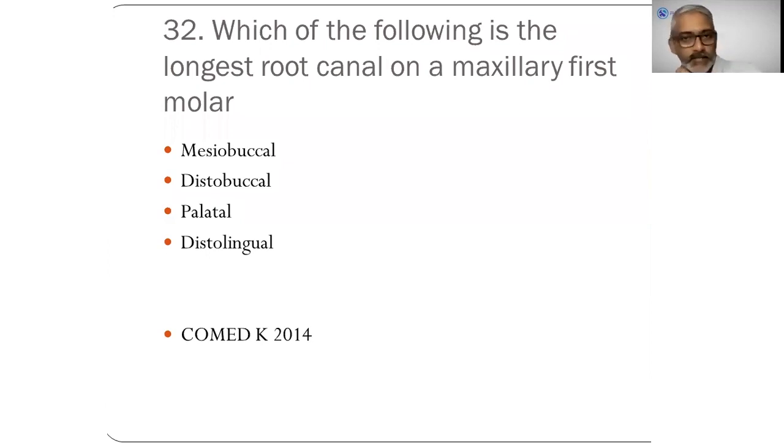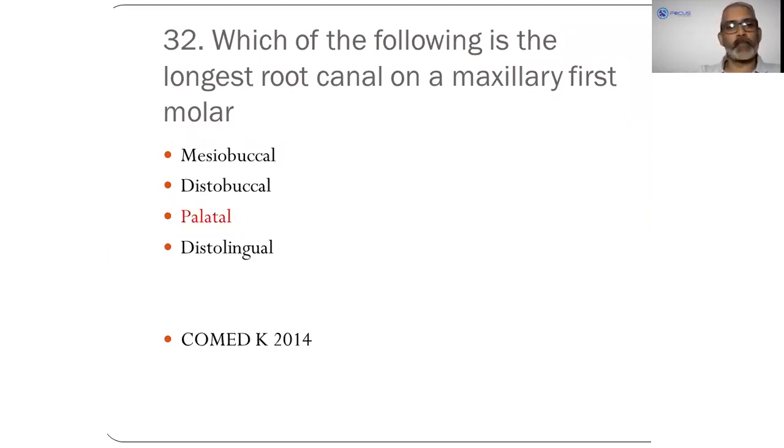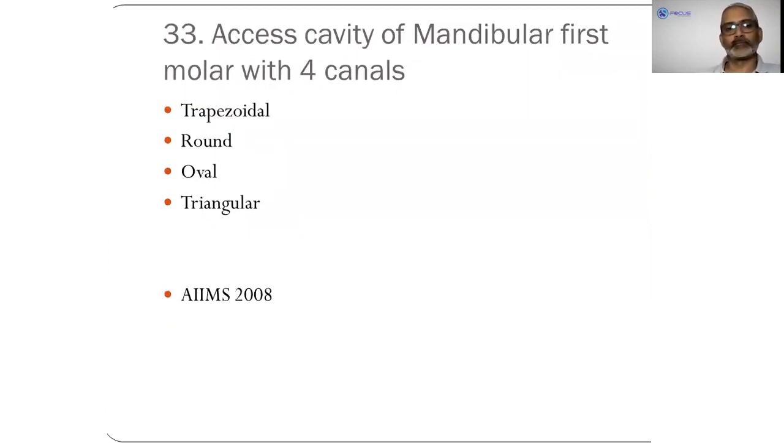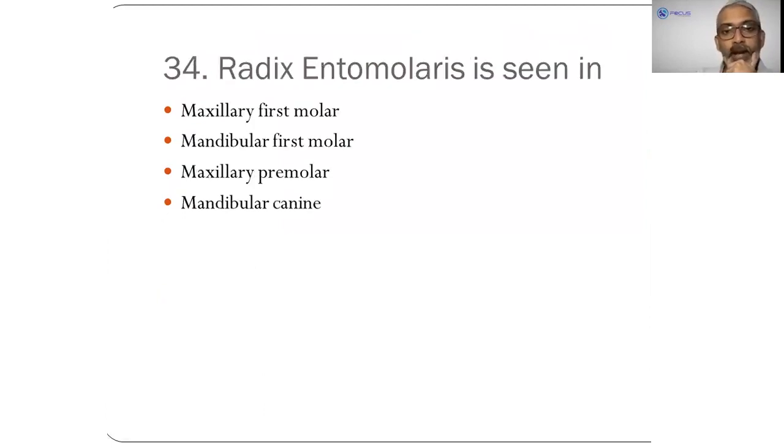I told the largest root canal in maxillary first molar is palatal. Even the longest root canal is also palatal. It has the maximum pulp tissue also. See, specifically they have asked 4 canals. That means that the answer should be trapezoidal. Radix endomolaris is seen in mandibular first molar.